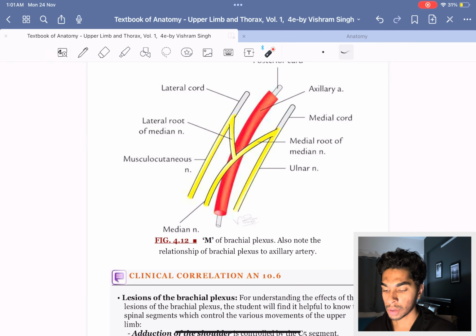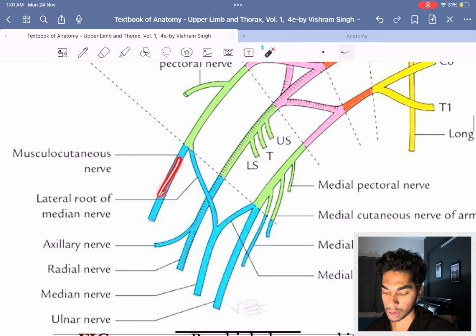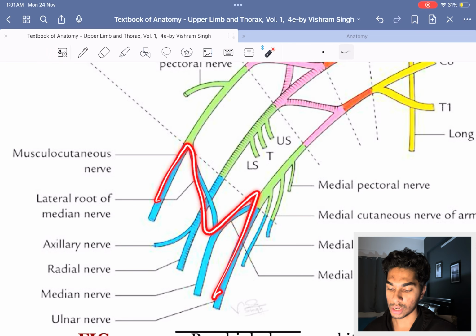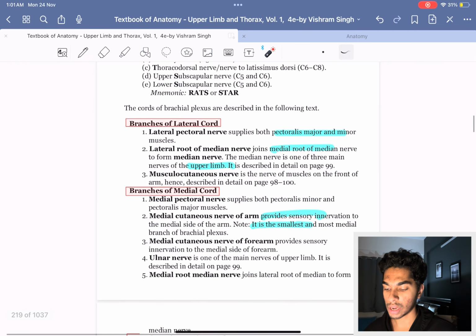Again, not a new diagram. It's there in the same diagram again here. See this M pattern. Here you will have your axillary artery. That's it, M pattern. That's what it's telling. That's it. You're done with your M part of the brachial plexus.